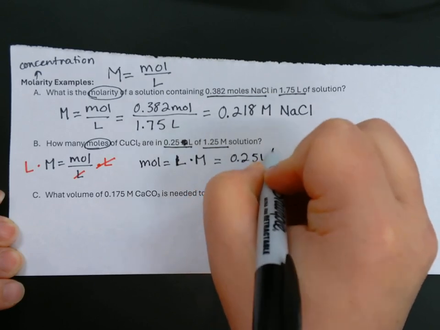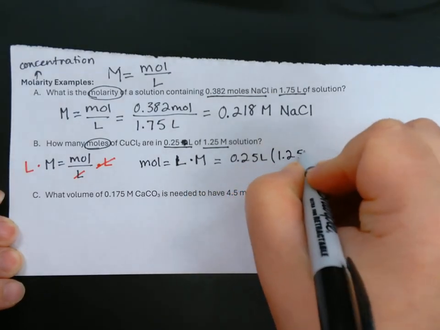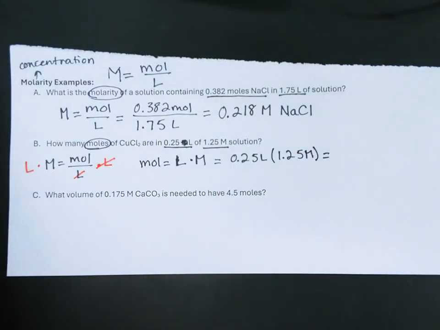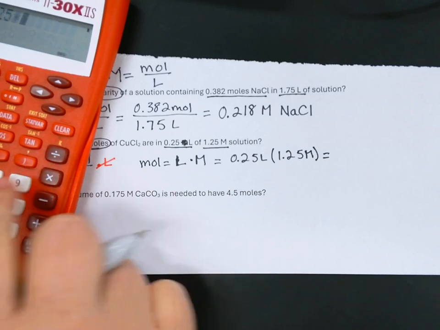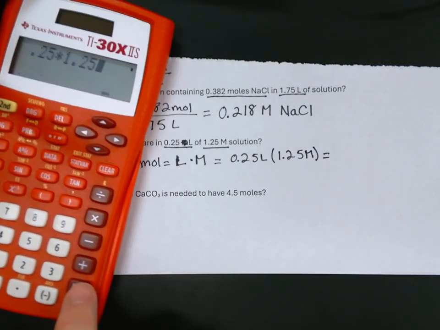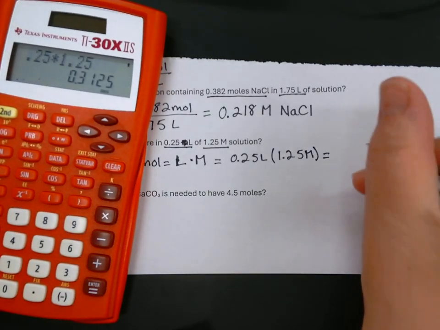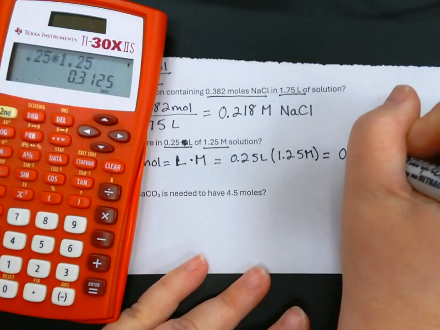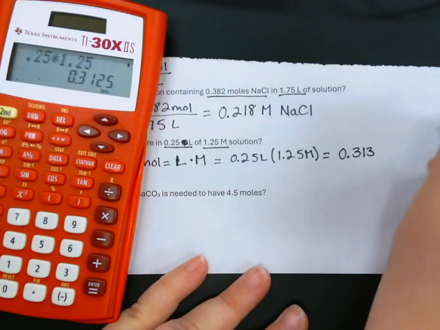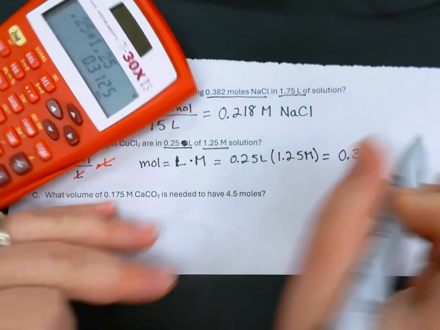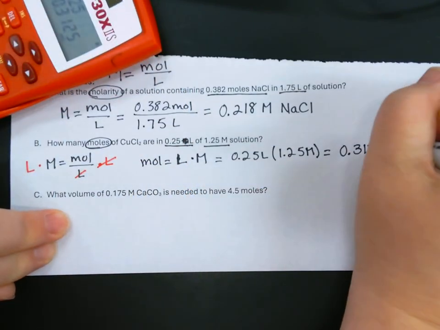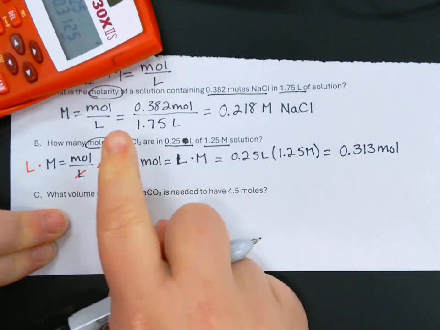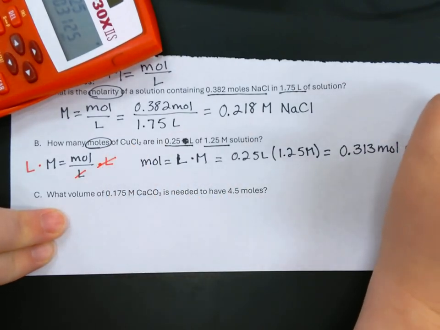0.25 liters times 1.25 molar, and let's see what we get. 0.25 times 1.25 gives me 0.3125. Again, we can round it, so 0.313 is just fine. And we were solving for moles, so I'm going to put moles, and my chemical is copper chloride.